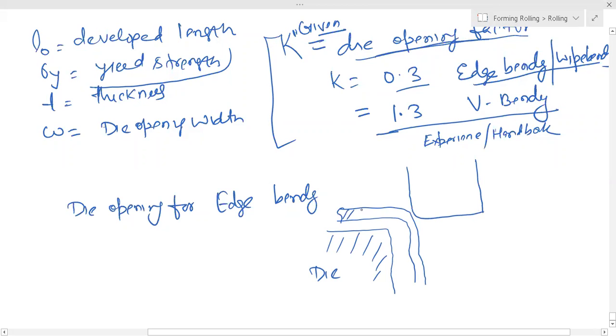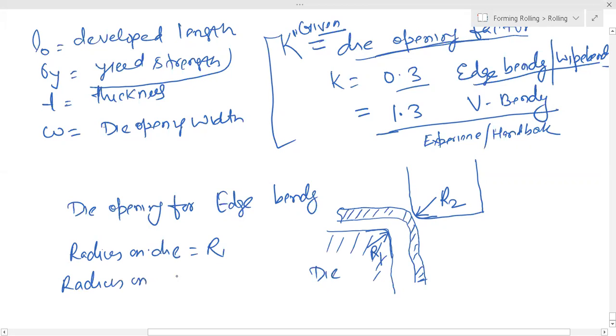Right, to understand, this is your R1, this is your R2 radius. On a punch die, the radius on the die is your R1, and the radius on a punch is R2.